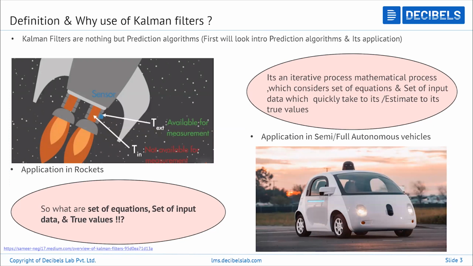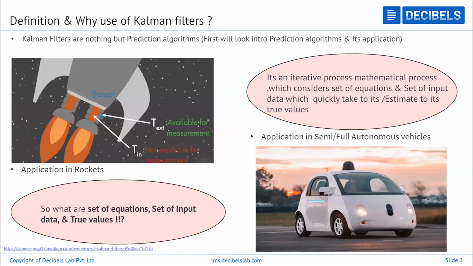Kalman filters are nothing but prediction algorithms. It is an iterative mathematical process that has a set of equations and a set of data. With that, even if you give it any starting value, it will quickly converge to the true value, giving it as an updated value.